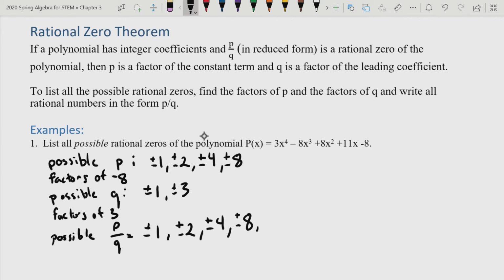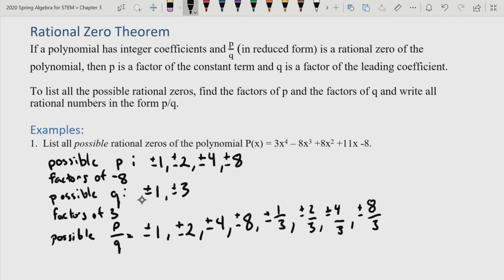Now I'll take the same numbers up here and divide them by the next one. So plus or minus 1 divided by plus or minus 3 is plus or minus 1/3. Plus or minus 2 divided by plus or minus 3 is plus or minus 2/3. Plus or minus 4 divided by plus or minus 3 is plus or minus 4/3. And finally, plus or minus 8 divided by plus or minus 3 is plus or minus 8/3.